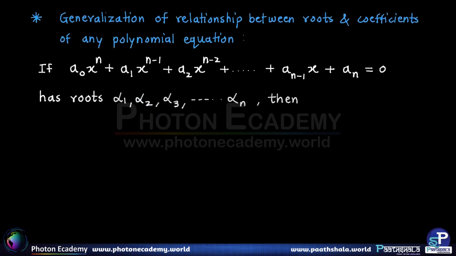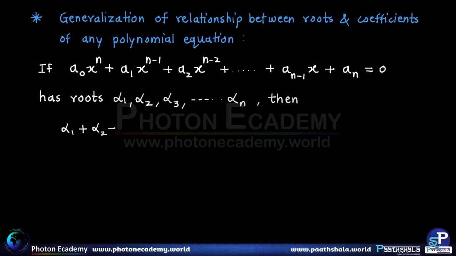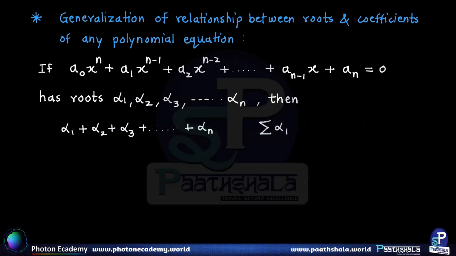Now let's consider the roots of this particular equation as alpha 1, alpha 2, alpha 3 and so on up to alpha n. Now we can find out the sum of all these roots, that is denoted by alpha 1 plus alpha 2 plus alpha 3 and so on plus alpha n. So we can denote this particular sum in short as summation of alpha 1. It's just customary to write a single root, that is alpha 1, and the summation stands for summing up all the roots.